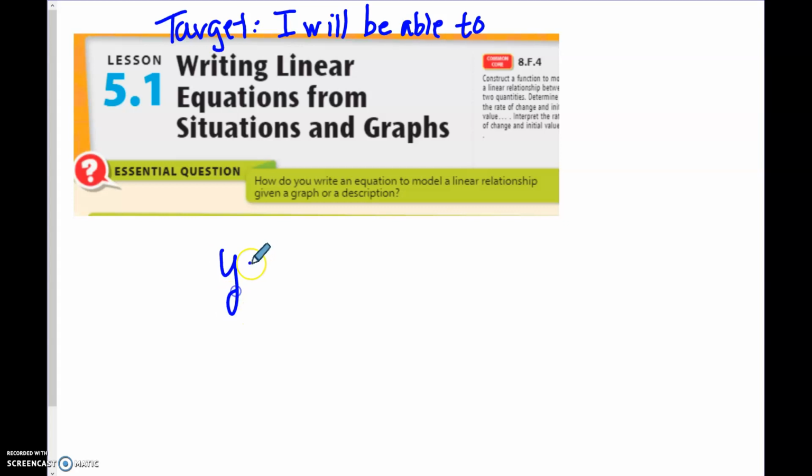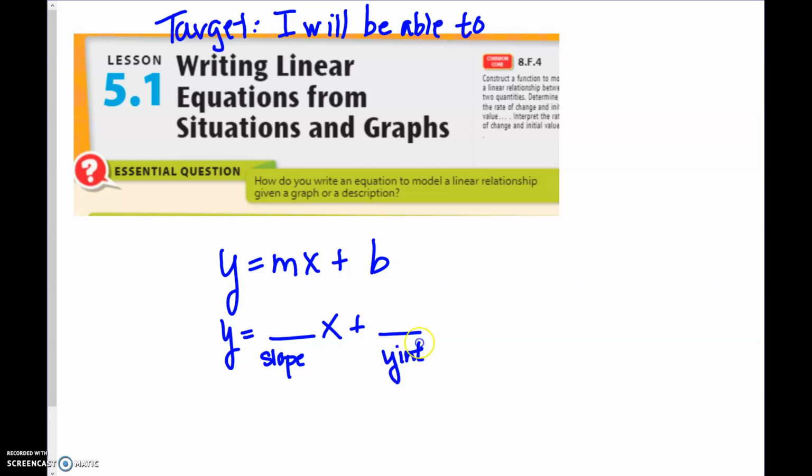So this y equals mx plus b, slope-intercept form that we've been talking about, y equals blank x plus blank, is what we're going to be filling in. So here's your slope and here's your y-intercept.